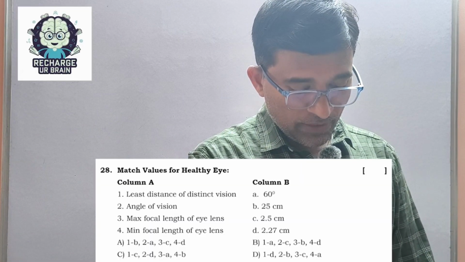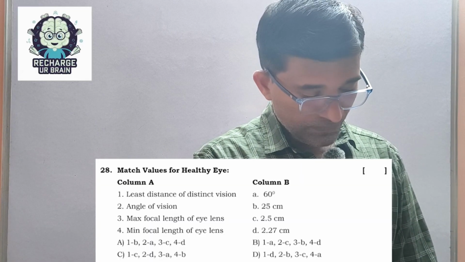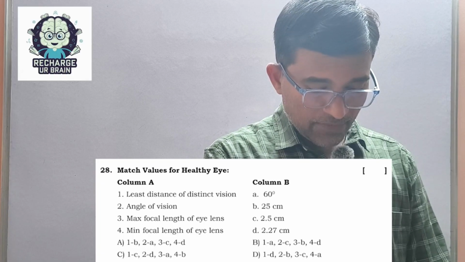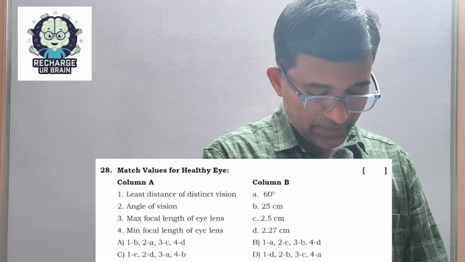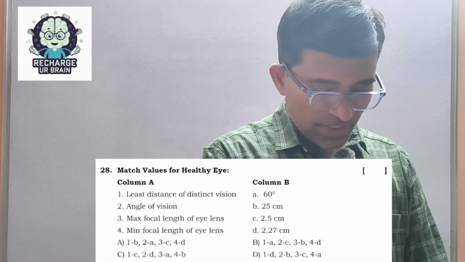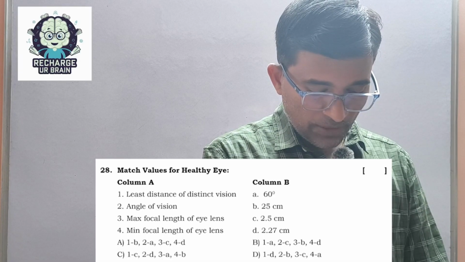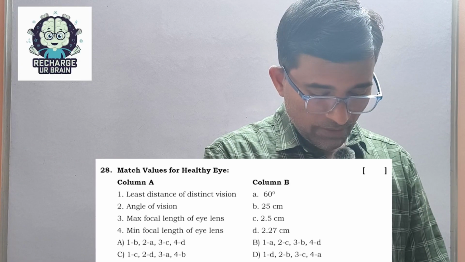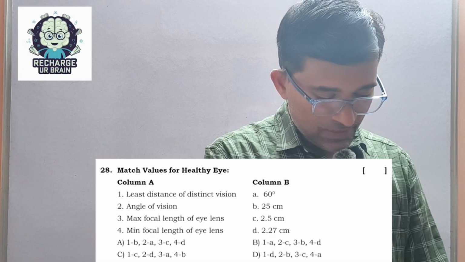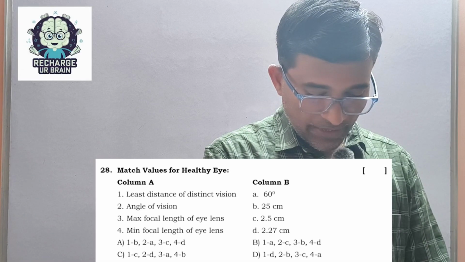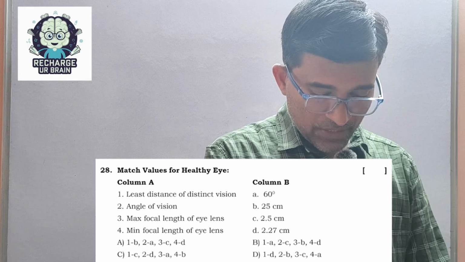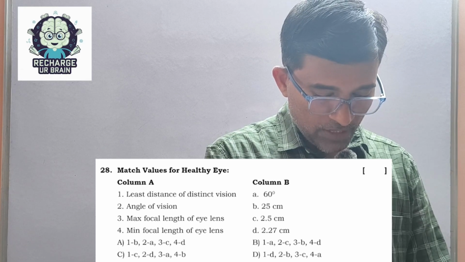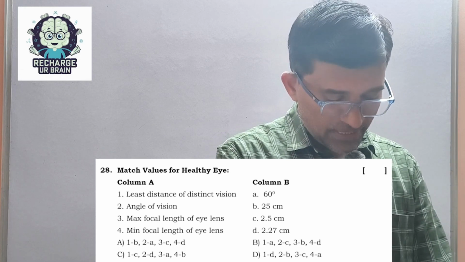Match values for healthy eye. Least distance of distinct vision, we know that is 25 centimeter. Angle of vision is 60 degrees. Maximum focal length of the eye lens is 2.5 centimeter. Minimum focal length of the eye lens is 2.27 centimeter. We know that. So for 28th one, the right option is A.